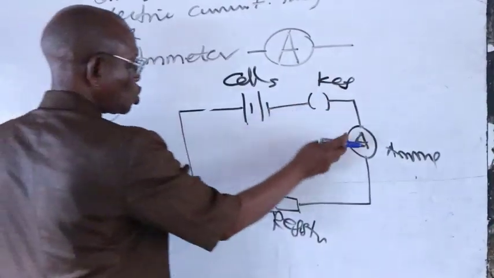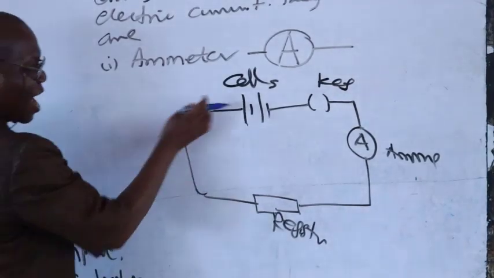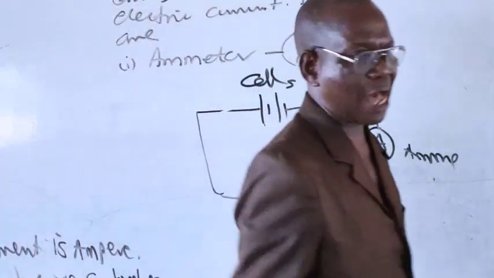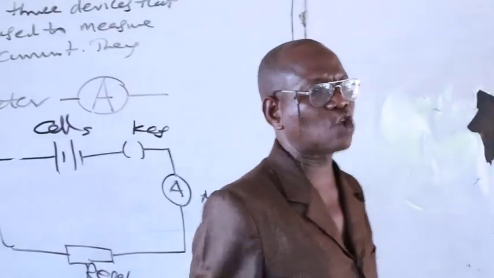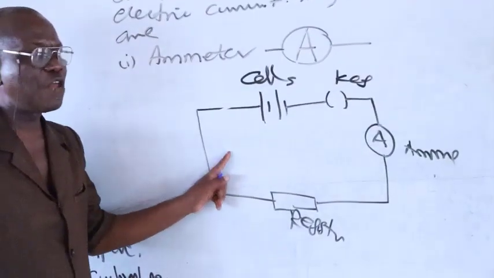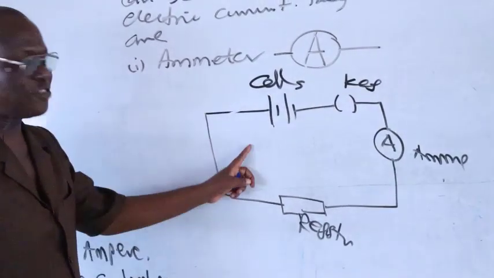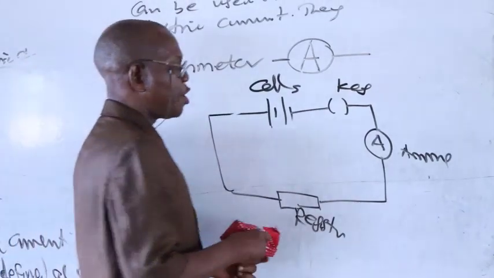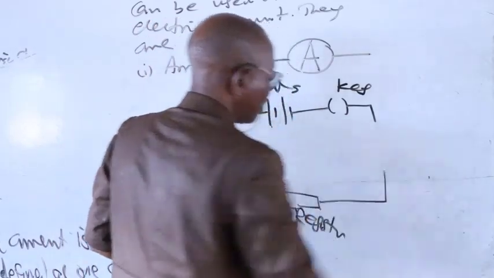So 1, 2, 3, 4. Four students are already connected. Their hands are called connecting wires. The hands they use to join them together, we refer to as connecting wires. So the four of them are connected here, as you can see. This is series arrangement.